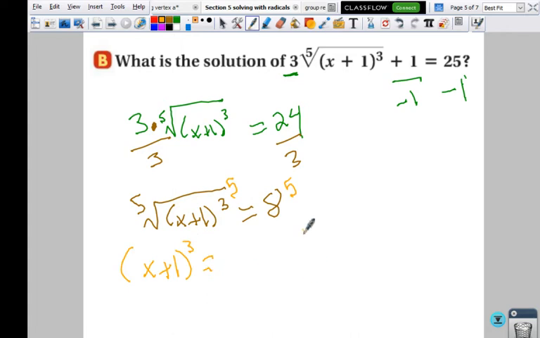You got decimals right there. What do you get? What's 8 to the 5th? 32,768. 32,768. All right. What's my next step? Cube. Yep. We're going to cube root it, because that's my radical, right? Cube root.